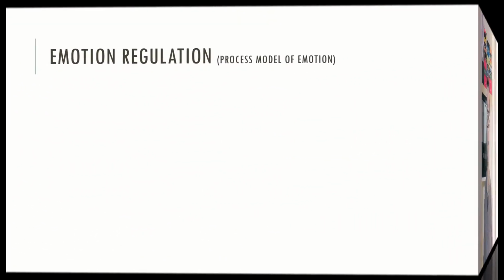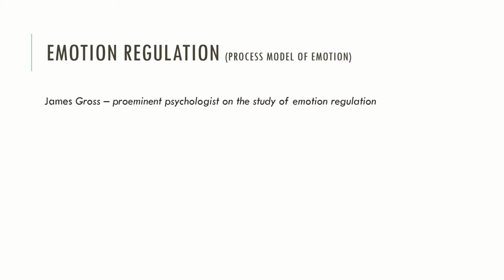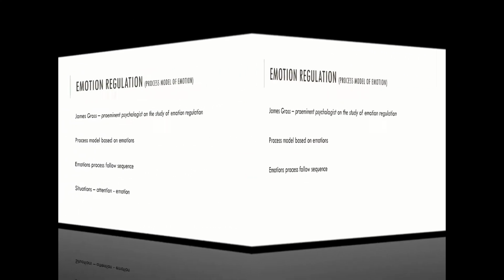However, Gross is a preeminent author and his is one of the greatest theories on emotion regulation. He has a theory on the process model. The process model of emotion regulation is based upon a model of emotion. It suggests that emotion generation processes occur in a particular sequence over time.